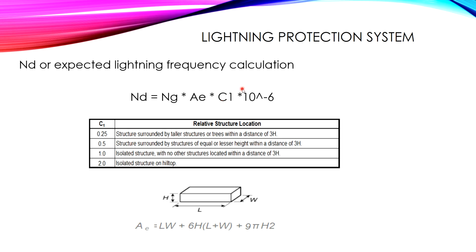So now we understand C1. The collective area is simply, here we have our building, with a length, width and height. The collective area is equal to the length multiplied by the width, plus 6h(L + W), plus 9πh². So by substituting with the length, width and height, we will get the collective area for our building. So now we have the collective area, we have C1. The only thing remaining is the NG, or the average flash density.